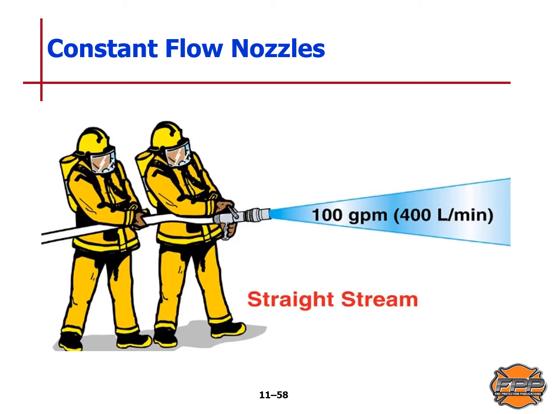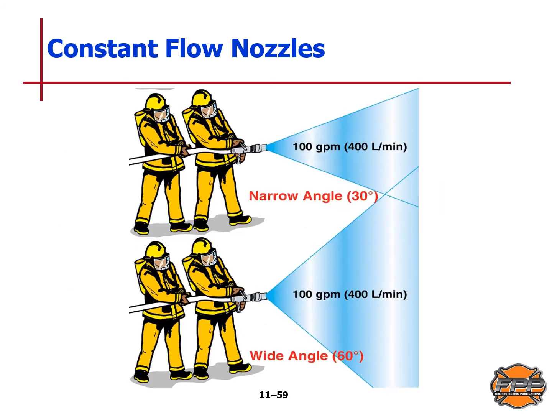This gives you an example of a constant flow nozzle, 100 gallons per minute or 400 liters per minute. It's adjusted to be as much of a straight stream as possible. Then here, still at 100 gallons per minute, you've got a narrow angle, which is 30 degrees, and a wide angle, which is 60 degrees. So the constant flow nozzle gives you the same amount of water no matter how you adjust the spray pattern.